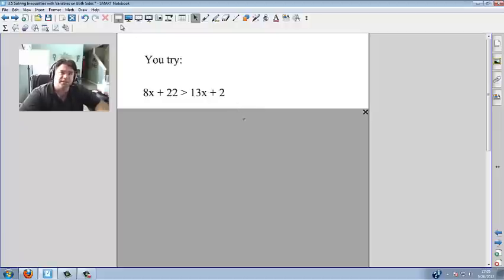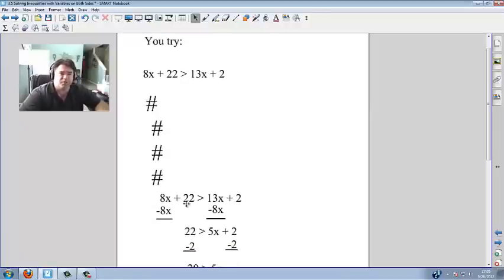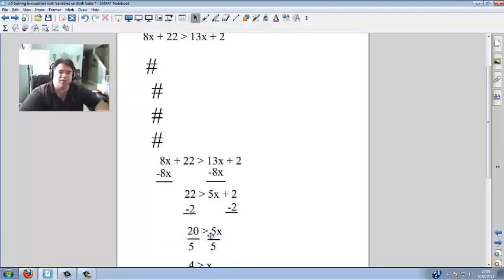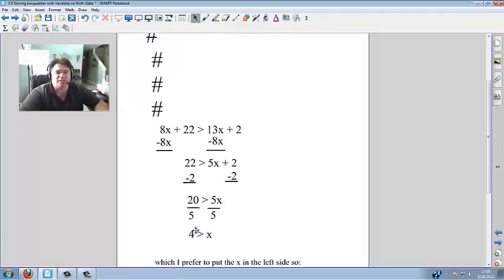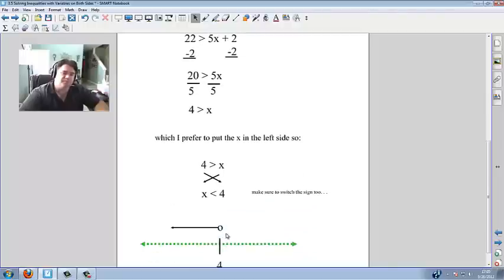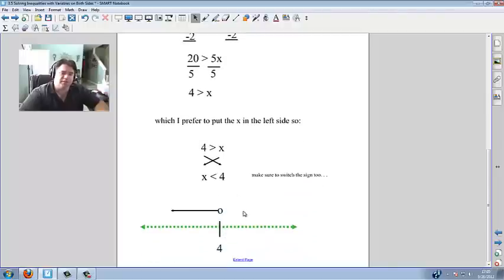Alright, hopefully you paused. Let's see how you did. Well, first thing I'm going to do is I'm going to minus 8x to both sides. So I have 22 is greater than 5x plus 2. I'm going to minus 2 to both sides. So I have 20 is greater than 5x. Instead of times 5, divide by 5, divide by both sides. I have 4 is now greater than x. Now I prefer x on the left side, so I'm going to crisscross x over here, 4 over here. That means the sign switches from greater than to less than. So open circle, less than.